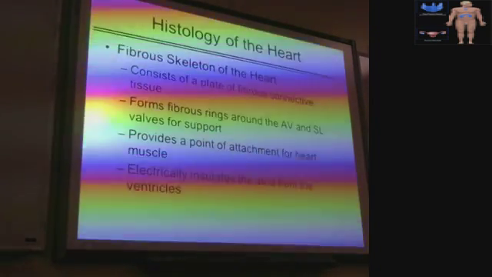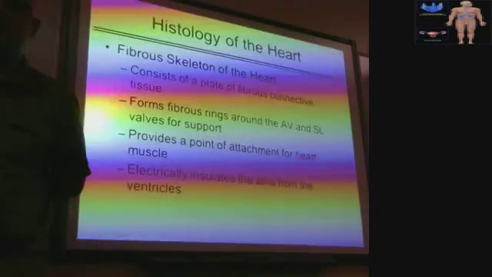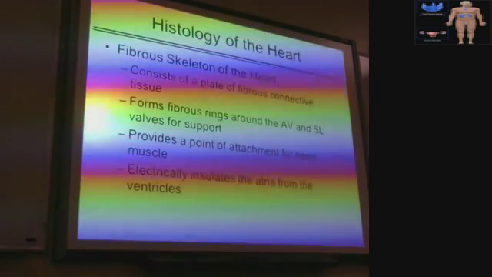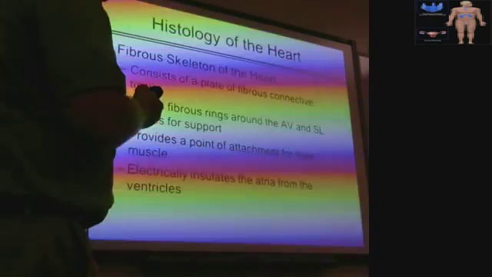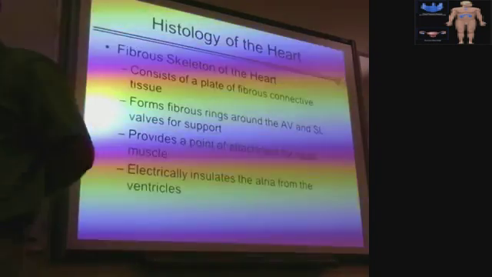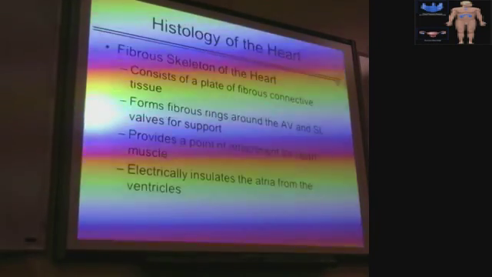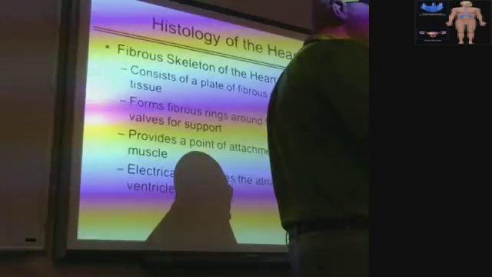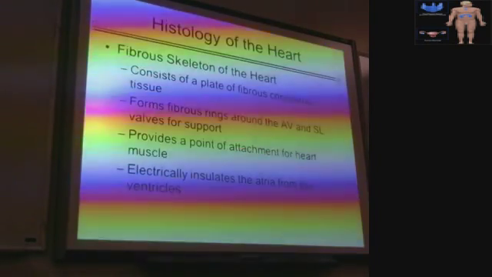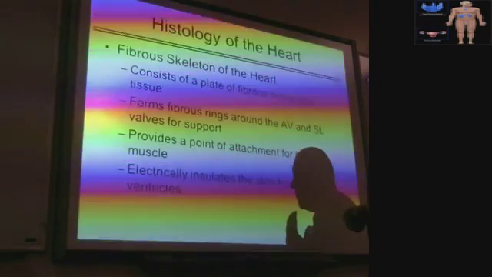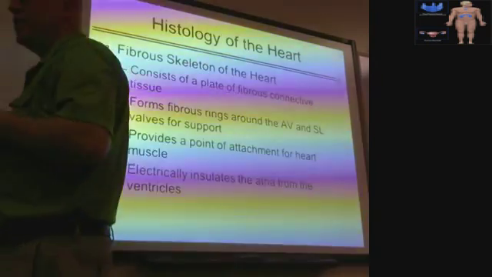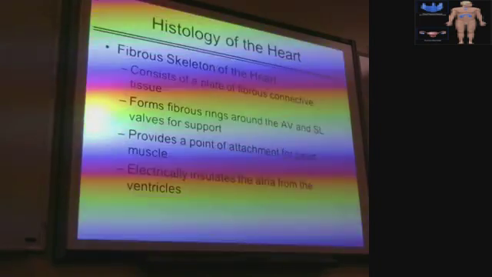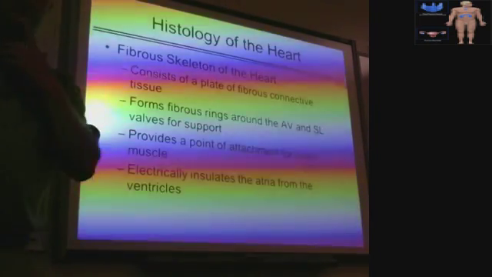Fibrous skeleton of the heart. It consists of basically a fibrous connective tissue. There's no bones in the heart, but there is some extremely tough connective tissue. When you cut through it, you'll find out what I mean by it. It's a very tough area. They form fibrous rings around the AV, atrioventricular, and the semilunar valve for support.